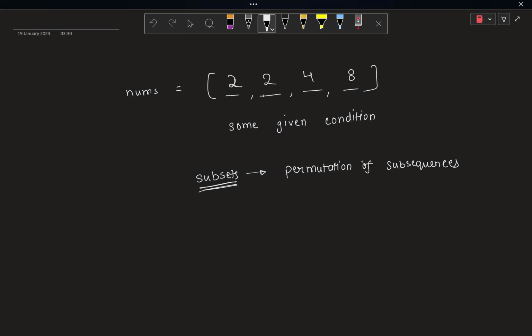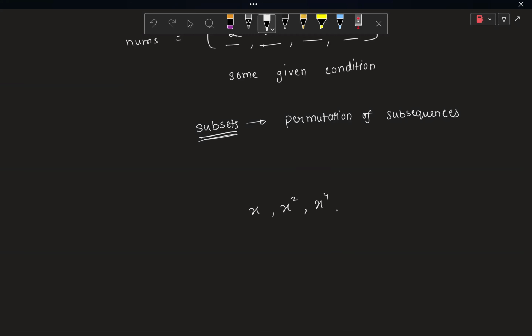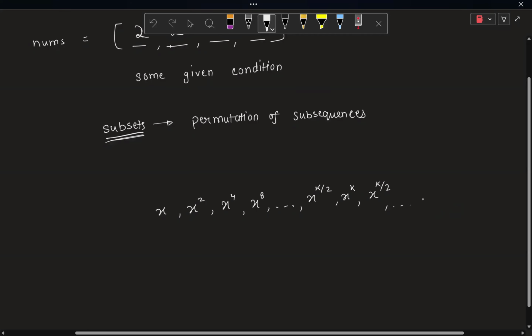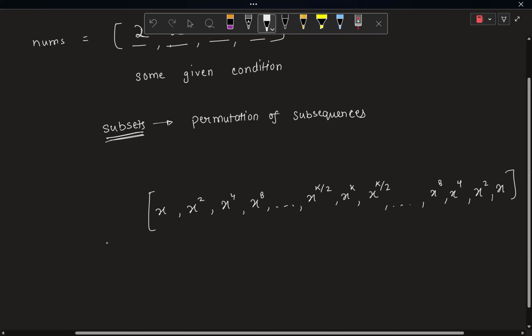Now, what is the condition? The condition is nothing but that the subset should look like x, x squared, x raised to the power 4, x raised to the power 8, and so on till some x raised to the power k by 2, x raised to the power k. And after that, the elements should start decreasing back again as they were increasing. So eventually x raised to the power 8, x raised to the power 4, x raised to the power 2, x will come up at the end. The subset should look something like this.